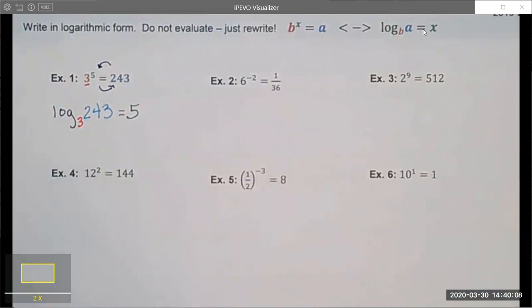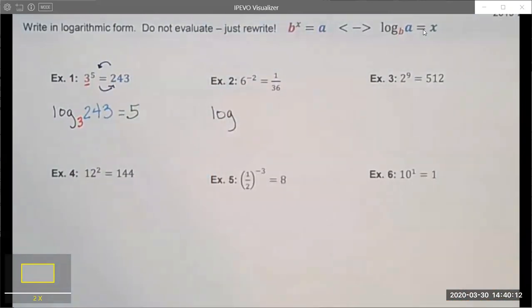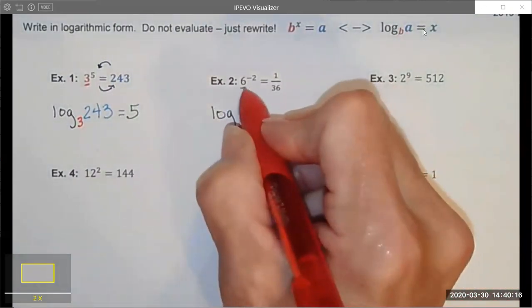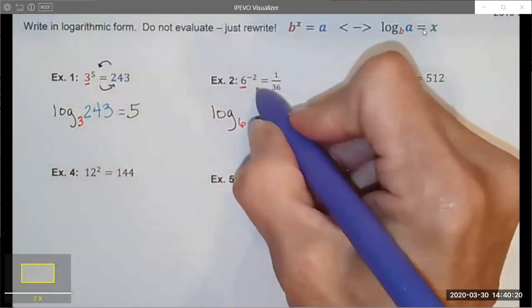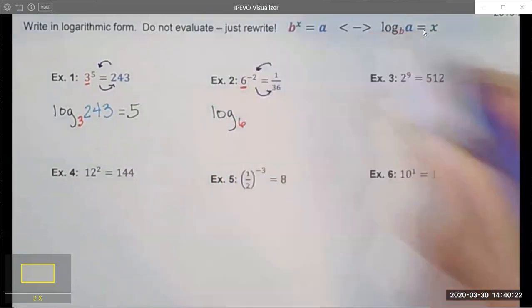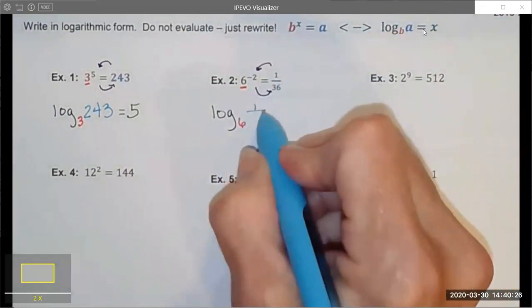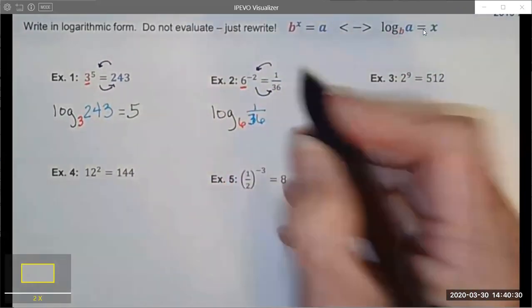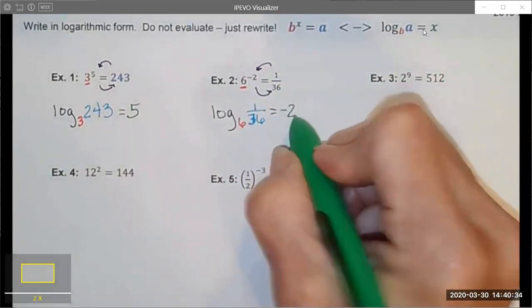Let's try again. I start with the word log, identify what my base is going to be. That's my subscript. And then I roll my log. What I was equal to becomes what I'm taking the log of, and my exponent becomes what my function wants to be equal to.